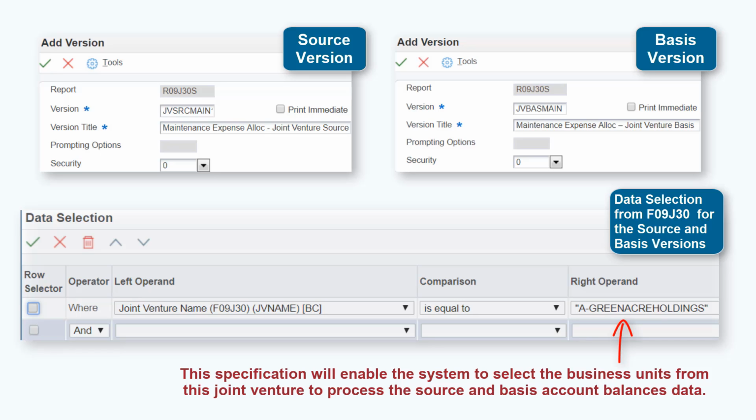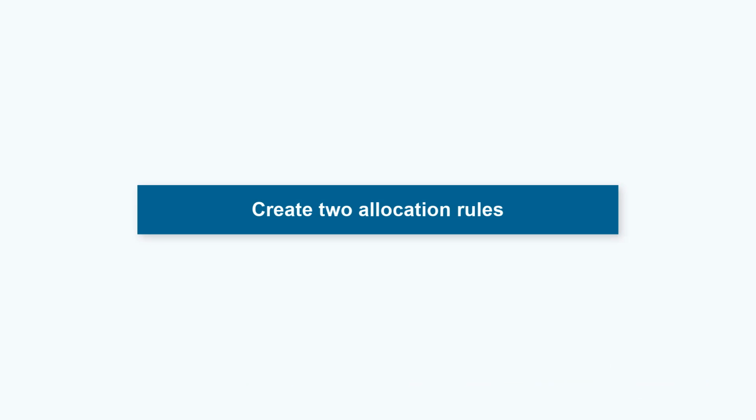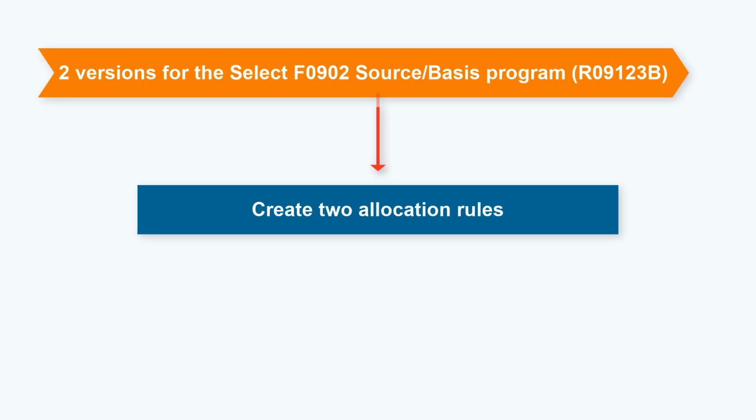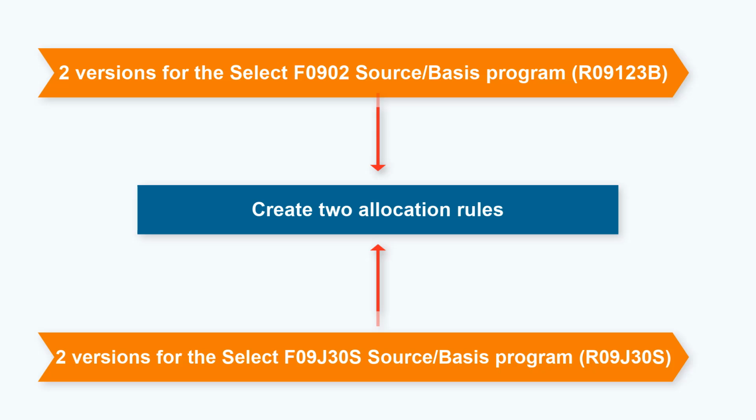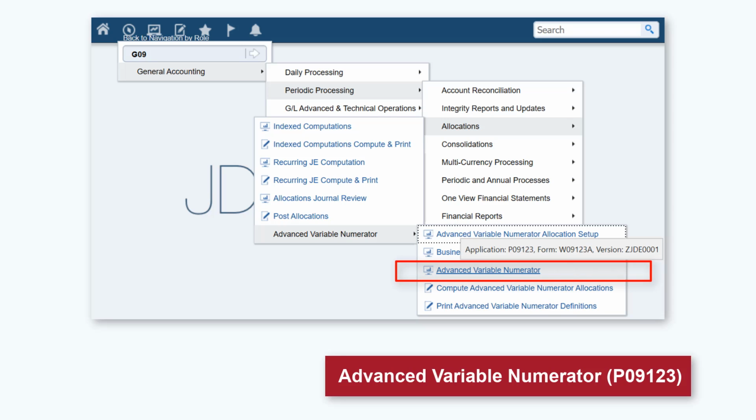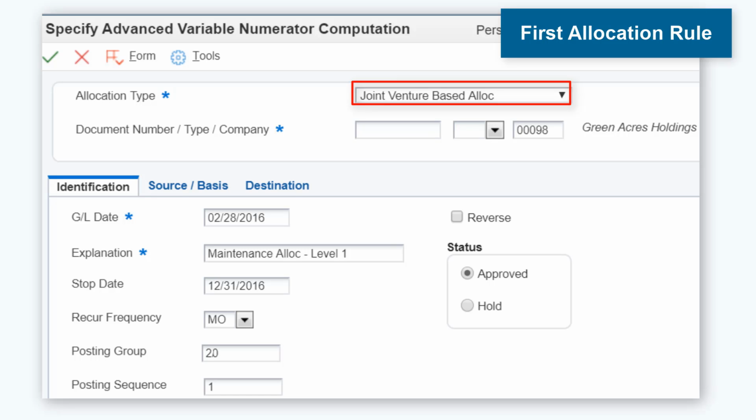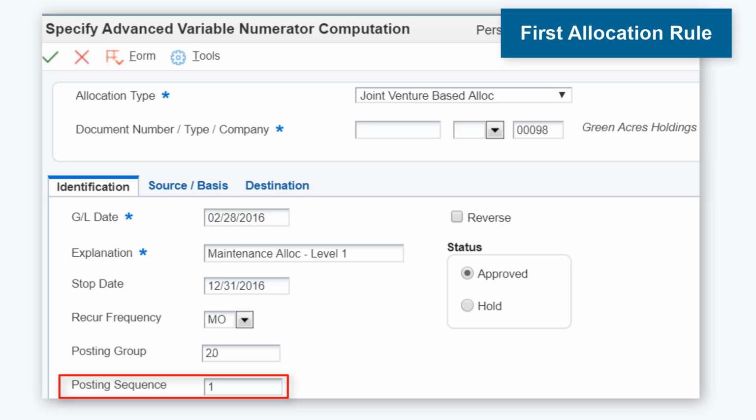Now, you will create two allocation rules, one for the first allocation level and the other for the second allocation level. Then add the versions of the R09123B and the R09J30S programs to the rules. To create the allocation rule, access the Advanced Variable Numerator program, P09123. On the Specify Advanced Variable Numerator computation form, specify the allocation type as Joint Venture Base Allocation. In the allocation rule for the first level, enter 1 in the posting sequence field. You use this field to control the sequence for multi-tiered allocations.